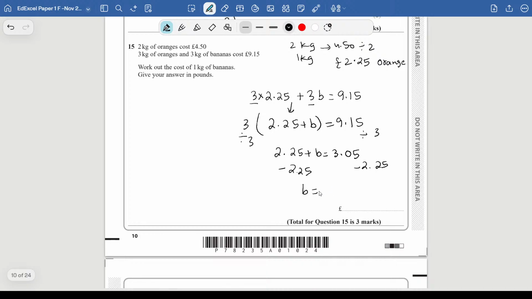So b is, let me do it here, 3.05 take away 2.25. That's 0.80. So the cost of 1 kg of banana is 0.80 pounds, or 80p. It wants the answer in pounds, right?